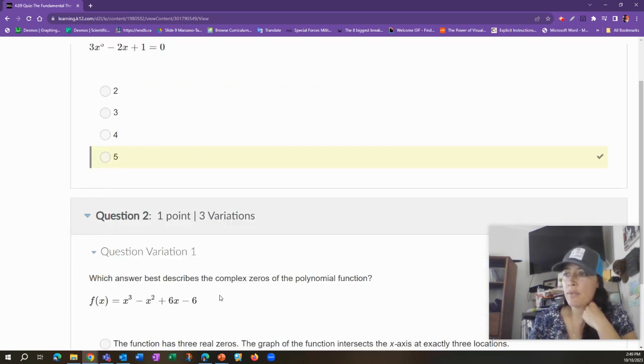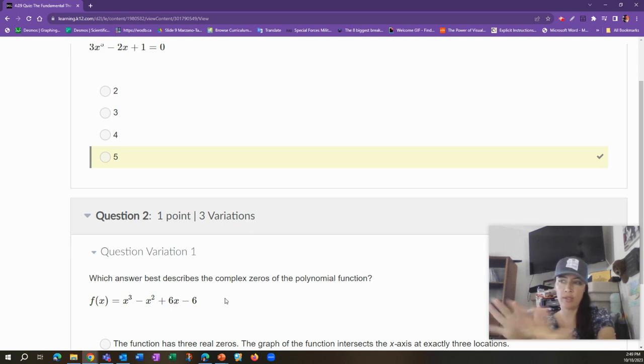Let's go on. Which answer best describes the complex zeros of the polynomial function? Okay, so we're getting into thinking in theory. Like, how would this apply? When would this happen? We haven't done anything. I'm going to go graph it, though. I want to graph it. But what do we do? Well, we need to think about the fundamental theorem of algebra.